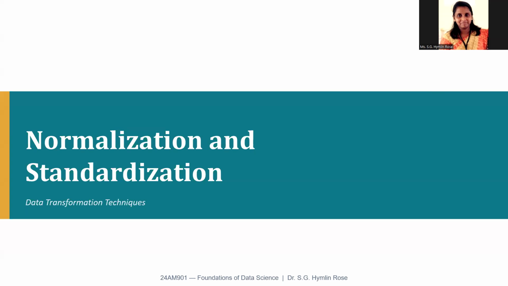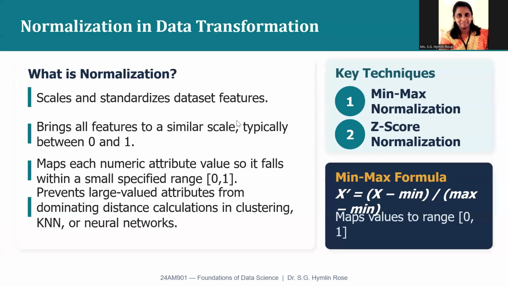There are certain techniques we are going to use. Normalization scales data set features and brings all features to a similar scale, typically between 0 and 1. It maps each numeric attribute value so that it falls within a small specified range, 0 comma 1. Normally we will be using min-max normalization, Z-score technique, and decimal scaling technique. This prevents large-valued attributes from dominating distance calculations in clustering, KNN, or neural networks.